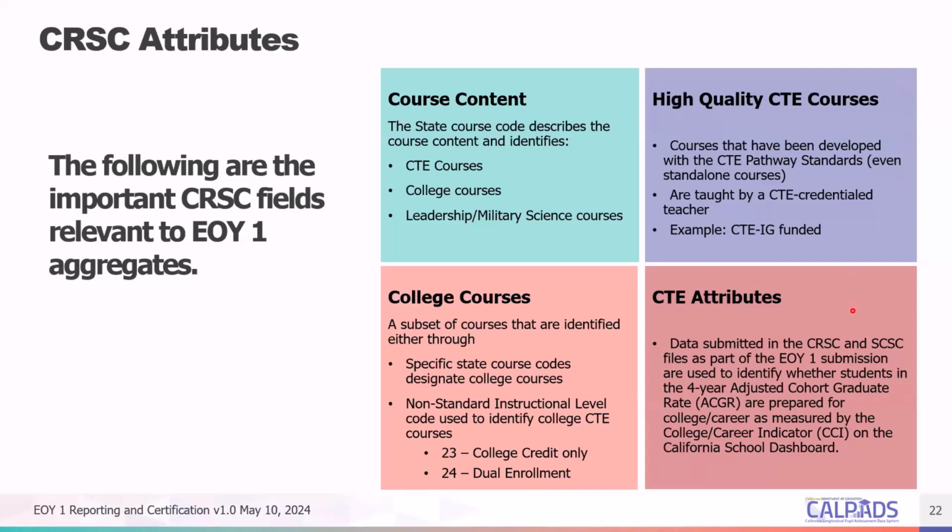And then finally, with CTE attributes, students reported to a CTE capstone course who are pathway completers will also be identified as a completer in the 4-year adjusted cohort graduation rate, or ACGR, and will be included in calculations for the college and career indicator on the California School dashboard.